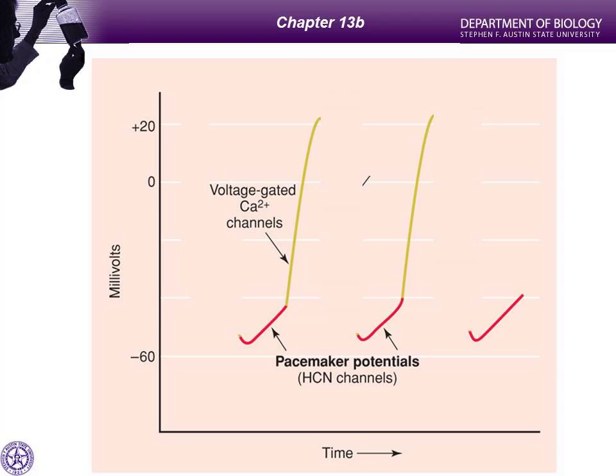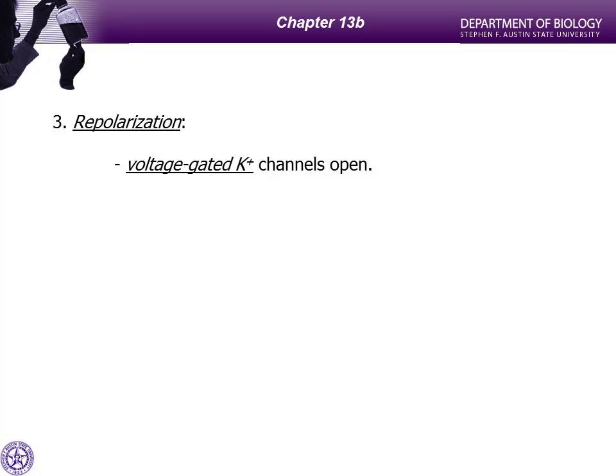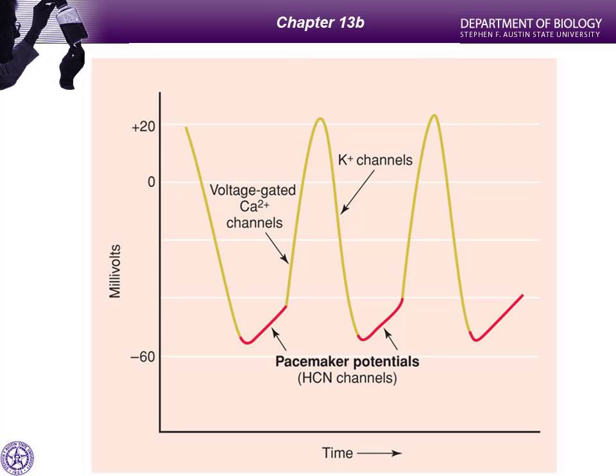So here we see our HCNs. There's our voltage-gated calcium channels. That's our depolarization stroke going up. Once we get into positive 30, repolarization. And here's our old friend, the voltage-gated potassium channels, and it's going to be the potassium channels then that lead to the downward repolarization.